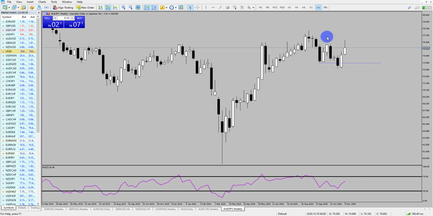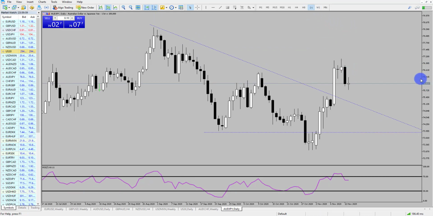and we can see here price has started to break to the upside. Now what's interesting about this as well is if I bring in some trend line resistance, we can see that the price recently has broken out of some trend line resistance as well. So a couple of factors here adding together that we could potentially see Aussie Yen continue this move to the upside.